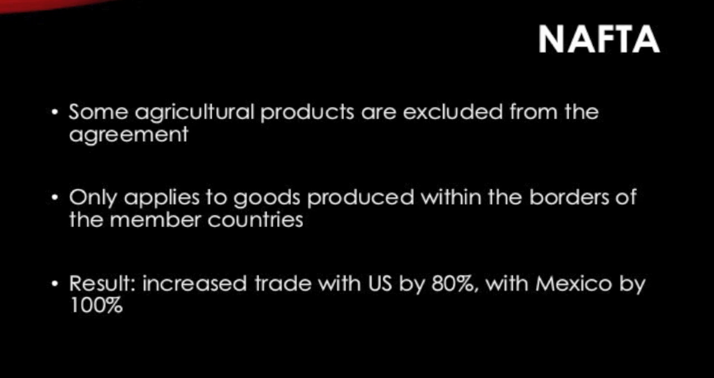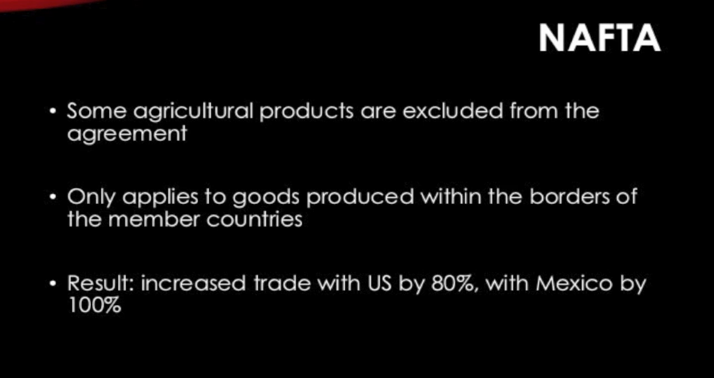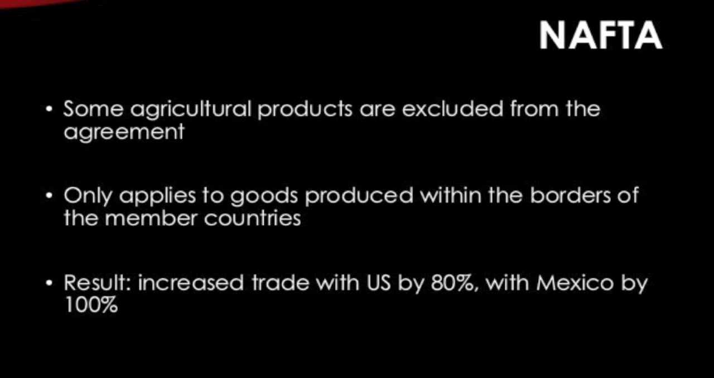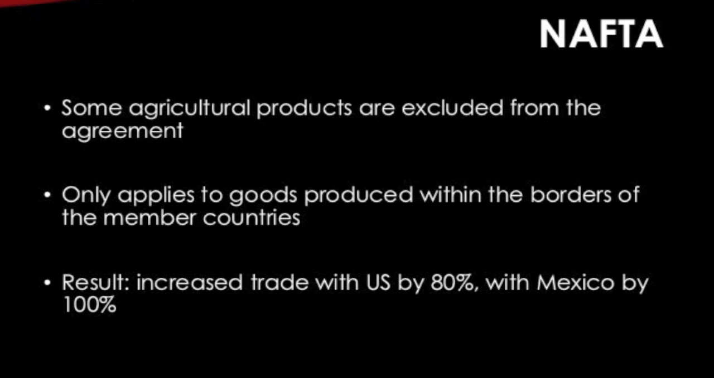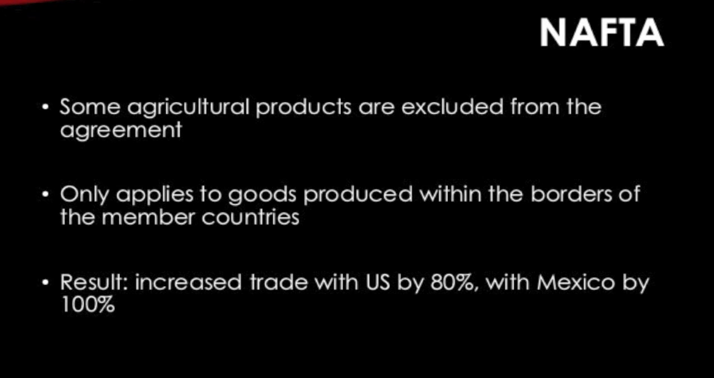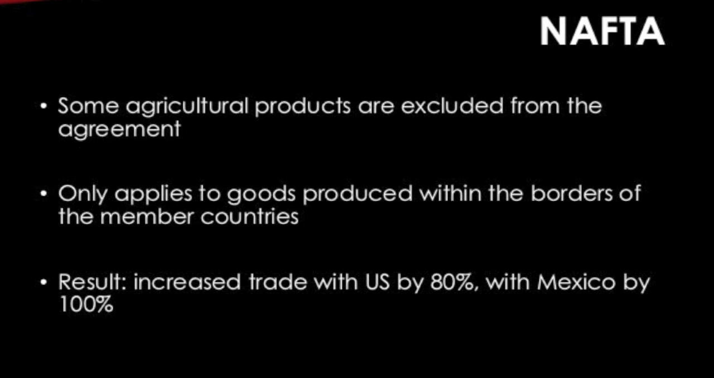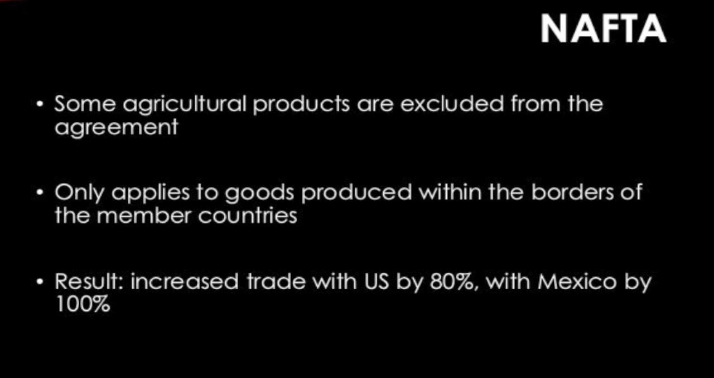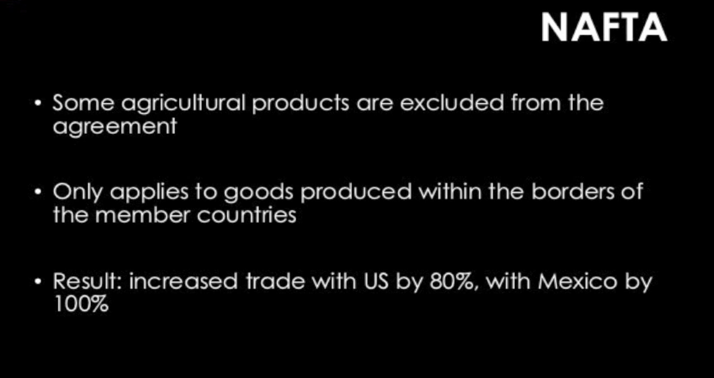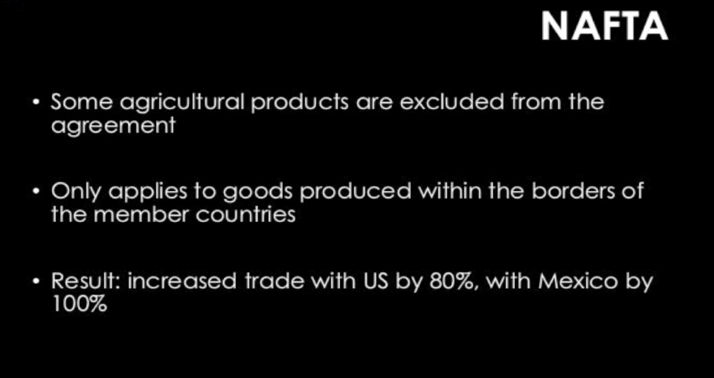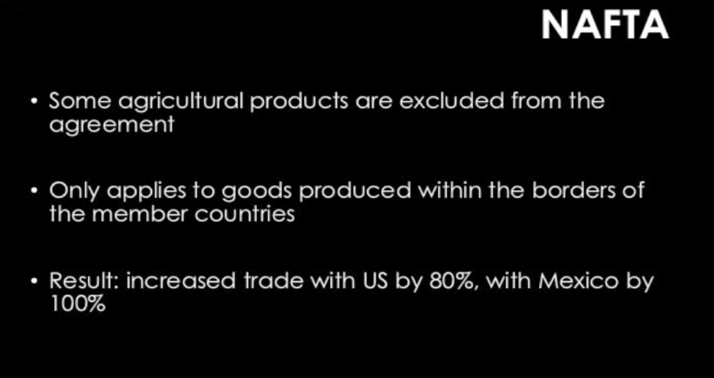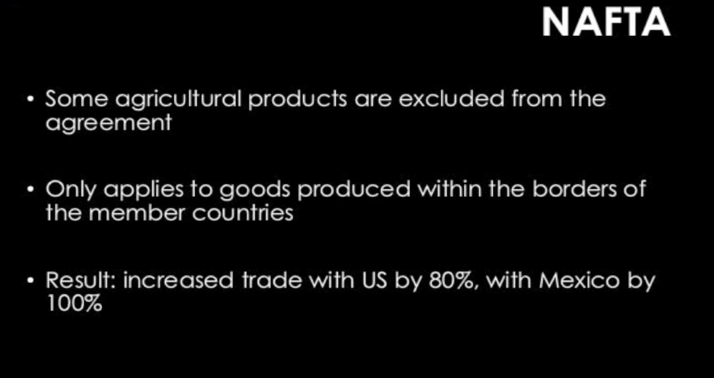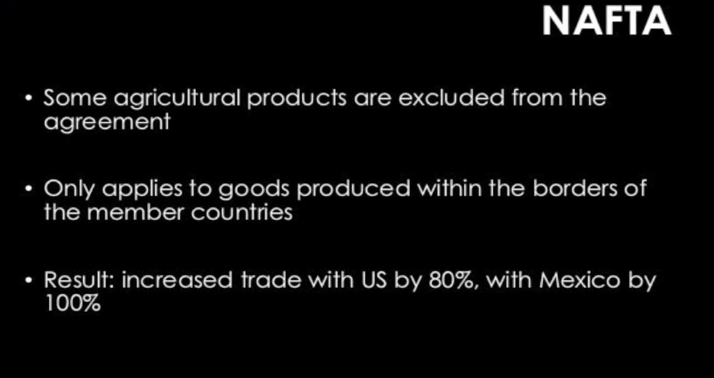So again, NAFTA is between Canada, the USA, and Mexico. Some points about NAFTA. Some agricultural products are excluded from the agreement, and that's just because different farm products, so animals or foods, could be contaminated and normally are not allowed in certain countries. NAFTA only applies to goods produced within the borders of the member countries, Canada, US, and Mexico. As a result of NAFTA, trade with the US has increased by 80% and with Mexico by 100%. Before NAFTA, Canada wasn't trading freely with Mexico.